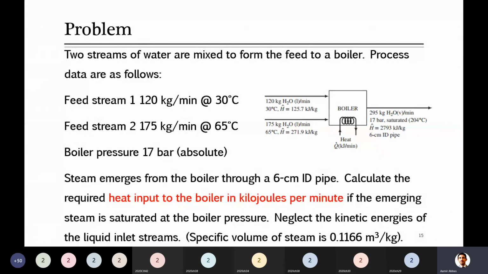So at the outlet, although flow rate was not given, we can just add these two flow rates and get the flow rate at outlet. Its pressure is 17 bar, because he said boiler pressure is 17 bar, so it means steam generated is at the same condition, which is 17 bar.